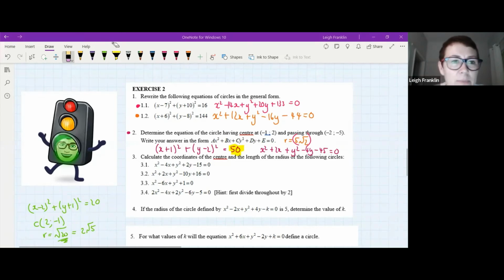So, ma'am, the coordinates I got for the center were -1 and 5. -1 and 5, okay, and then the length of the radius you got? √10. √10, absolutely. I got the same answer, Kanyisile. Okay, good job. That's really nice.